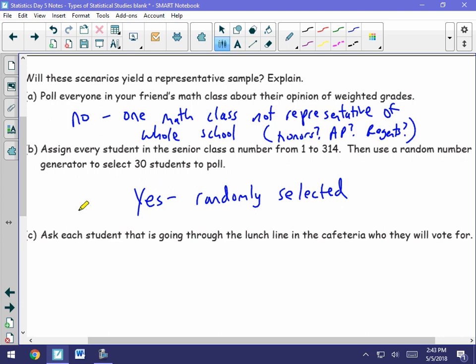And then finally, letter C says, ask each student that's going through the lunch line in the cafeteria who they will vote for. Again, sort of random. I would argue maybe not the best way to be representative of the whole school, right? These are only the students who buy lunch. So there might be some commonality there. There are better ways to get a representative sample of the whole school. So going back to this randomly selected idea.